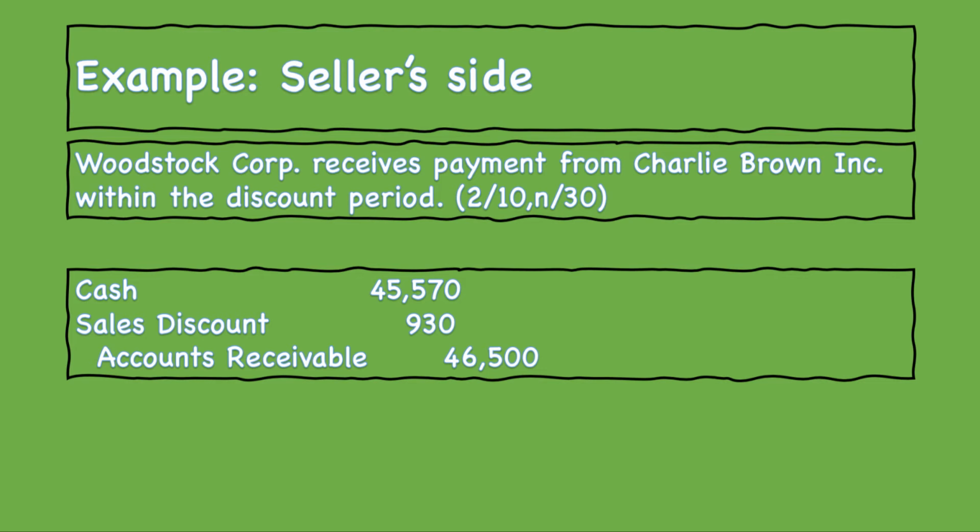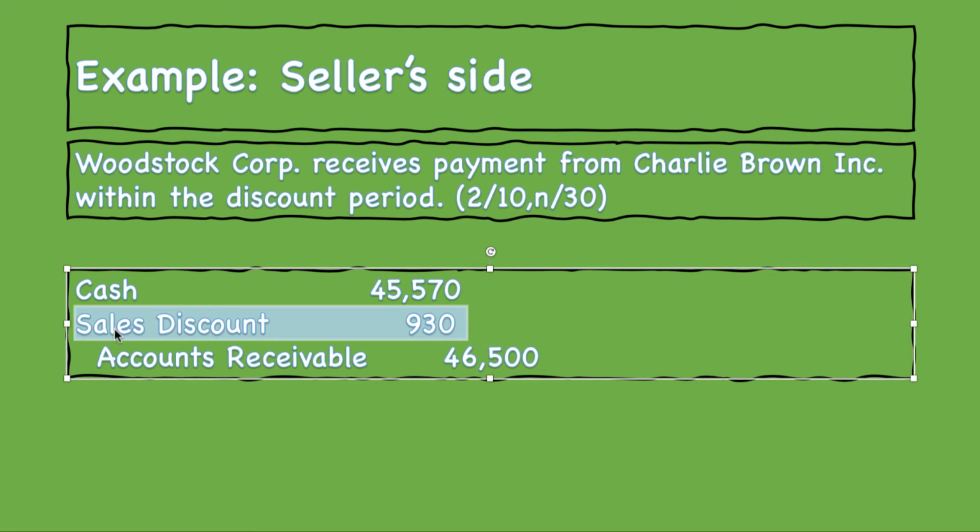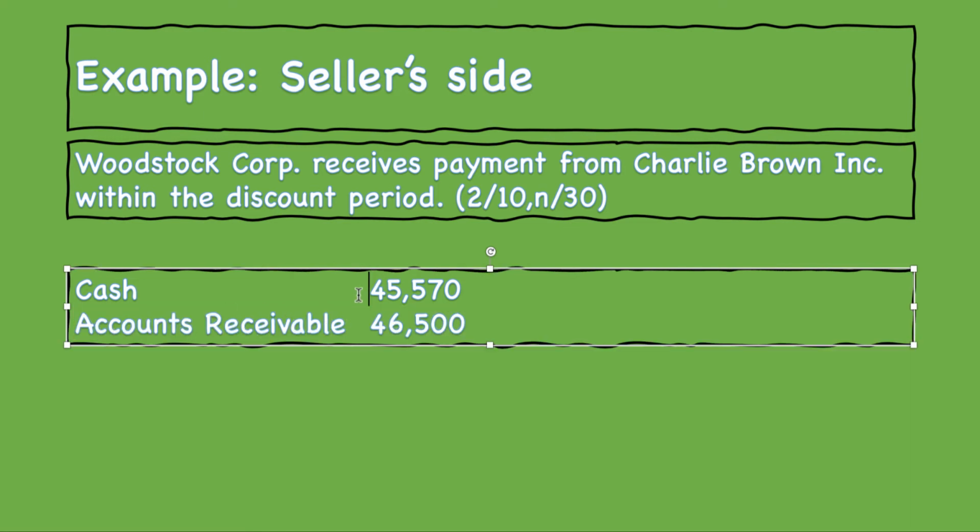How much cash are we going to receive? Well, we can calculate that out very easily. The difference is that sales discount, okay? If we did not have a sales discount, what would we do? Well, let's say Charlie Brown paid us within 30 days. What we would do is we would get rid of our sales discount because we don't have a sales discount to book. We would still debit cash, but in this case, we would debit it for the amount of the receivables. They are going to pay us $46,500. And this is the journal entry that we book if a customer pays us outside of that discount period.